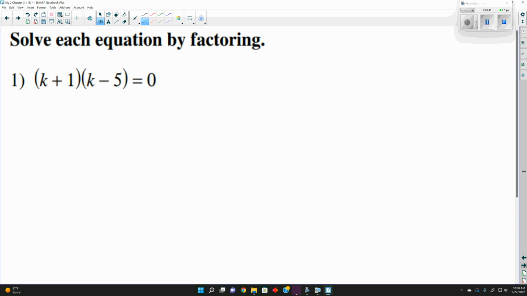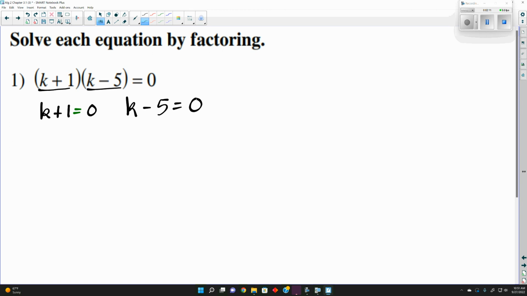So if we look at this first problem here, we have k plus 1 times k minus 5. We have two things that are being multiplied together that are equal to 0. So one of these two things, according to the zero product property, must be 0. So we're saying that either k plus 1 is equal to 0 or k minus 5 is equal to 0. We're saying one of these is.